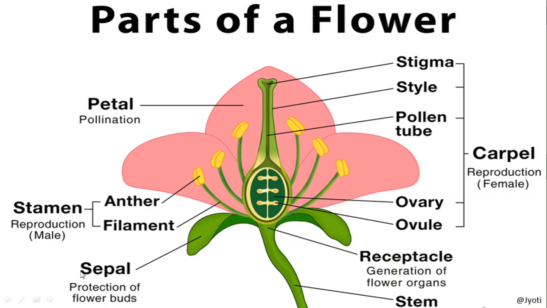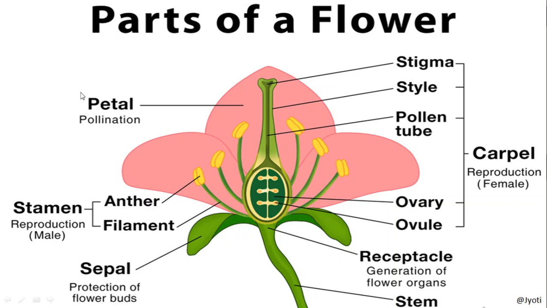Then let us discuss the floral leaves. The outermost floral leaves, which are usually green in color, are called sepals, and the group of sepals is called calyx. Then inner to the sepals, the floral leaves, which are usually brightly colored in most flowers and very large, are called petals. And the group of petals, or all the petals of a flower together, is known as corolla.